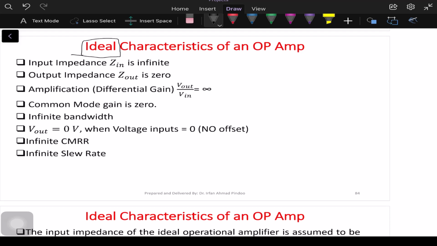Its input impedance is infinite and output impedance is 0. Third one, its amplification, what we call the differential gain, is again infinite. Common mode gain is 0, infinite bandwidth. V out is 0 when V in is 0, which means no offset, then infinite CMRR and infinite slew rate. Now we will try to understand the reasons behind the values that we are proposing here.